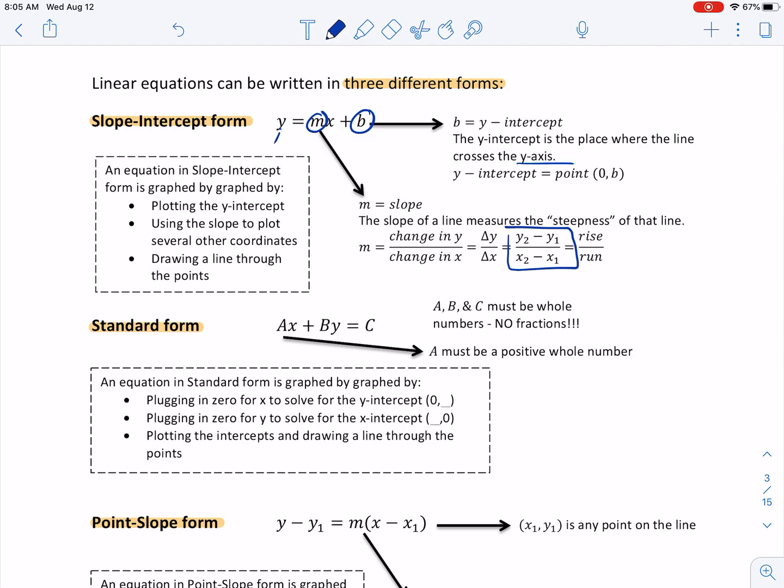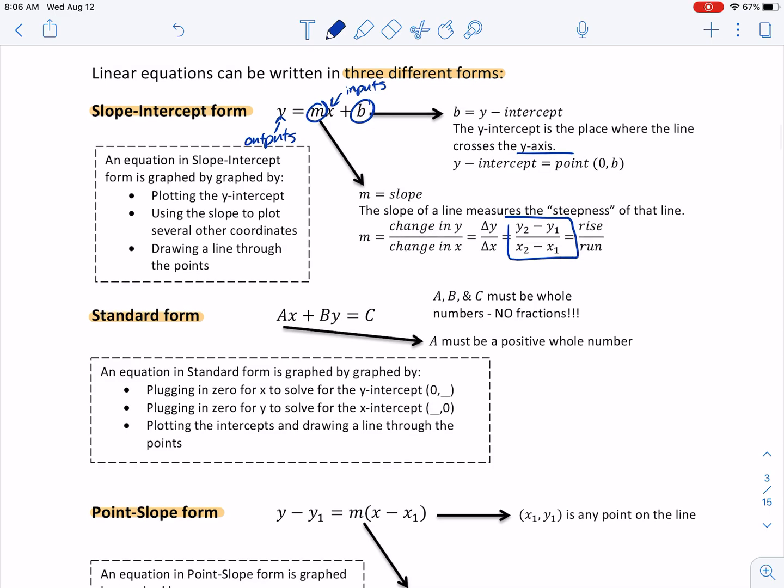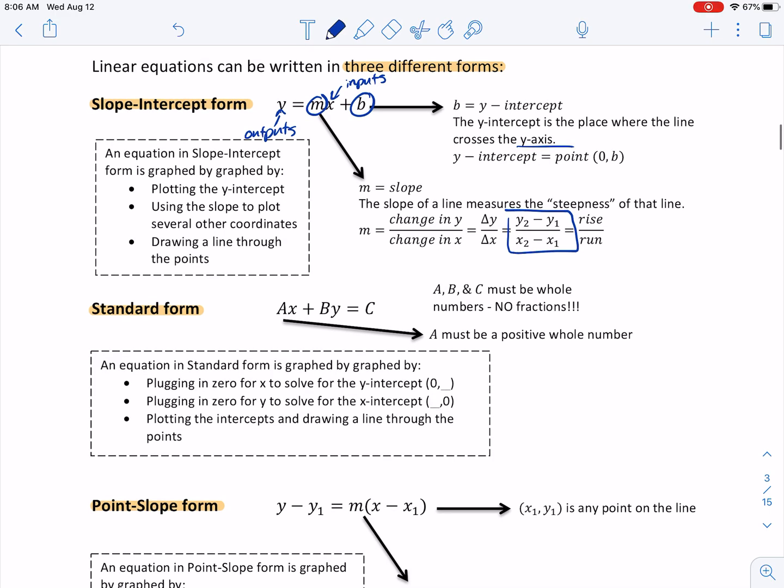Okay. 2 other components here, x and y. X represents the inputs of this linear equation, and y would be your outputs. And we'll see a couple real-life examples of linear equations in slope-intercept form when we meet together during our Zoom.